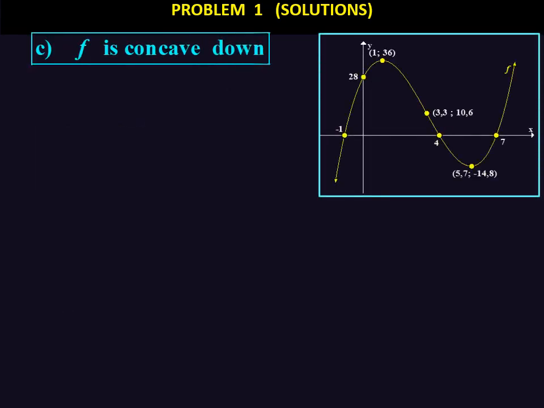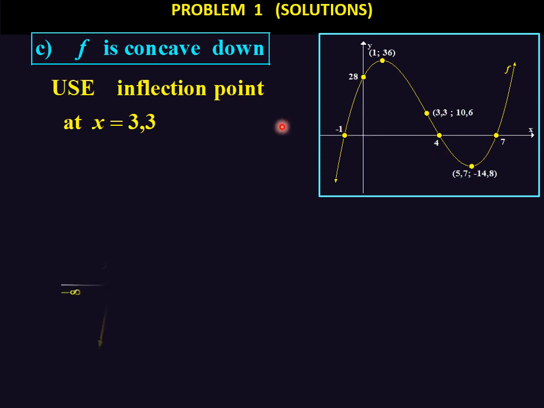Let's look at the third question. f is concave down. So which point do we associate with concavity? That's correct, the inflection point. So where's the inflection point? You see it? That's correct, at x equal to 3. Now, let's follow it. This one is up, and this one is down. So on which side of the inflection point must we work? On the left side.